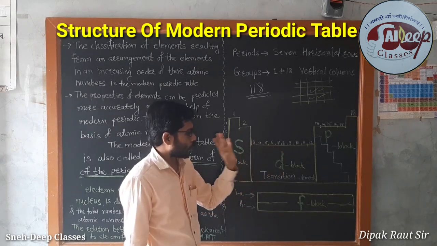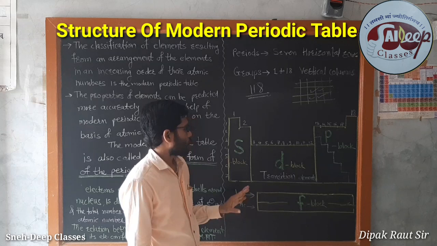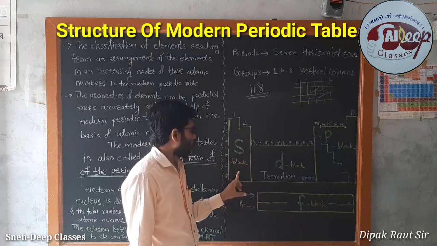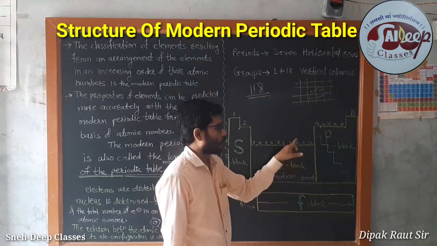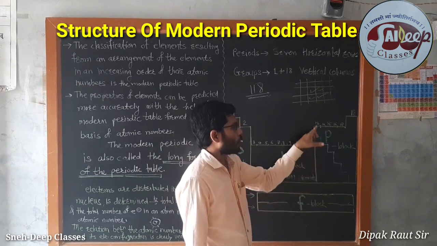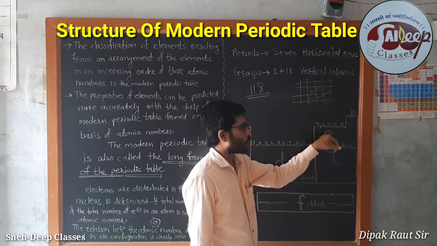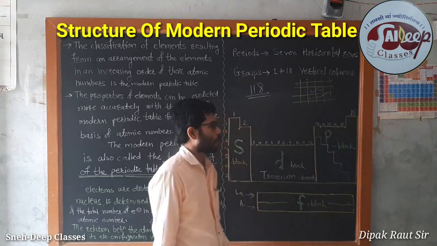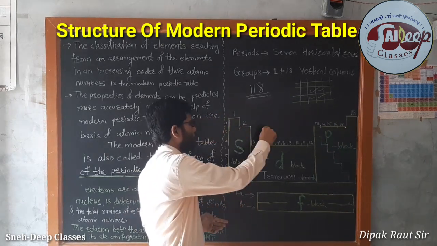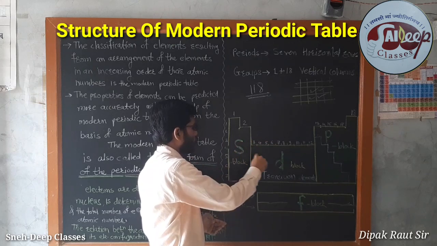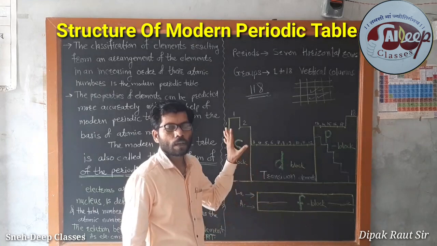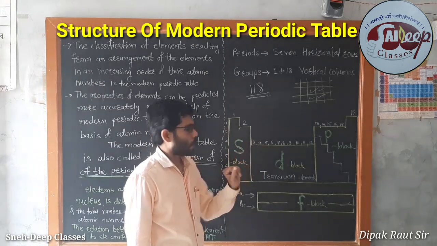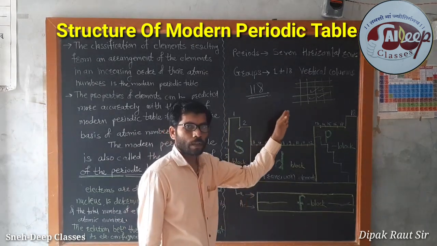Now this is the structure on the blackboard. First column, second, third, fourth, fifth, sixth, 7, 8, 9, 10, 11, 12. Again 13, 14, 15, 16, 17, 18 the column, and first row, second row, third, fourth, fifth, sixth, 7th row, that is the periods. 7 periods, 18 groups.